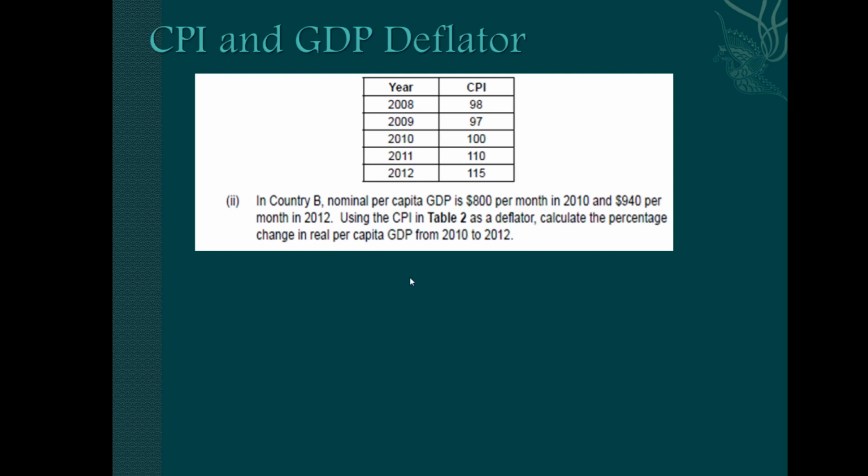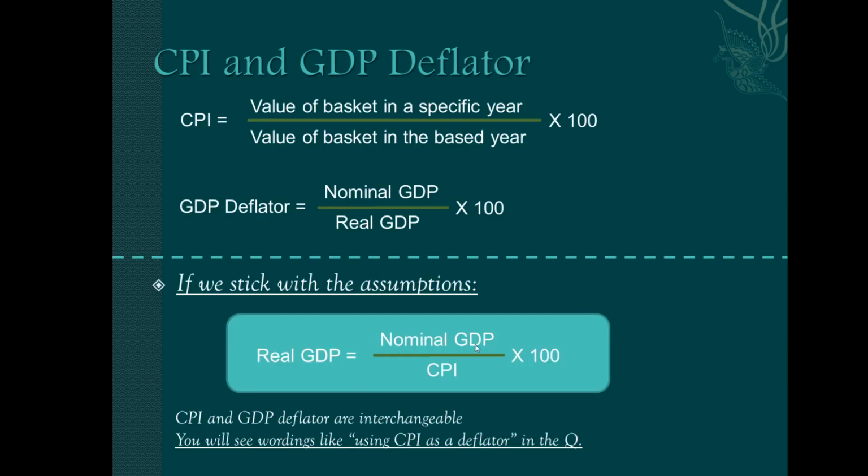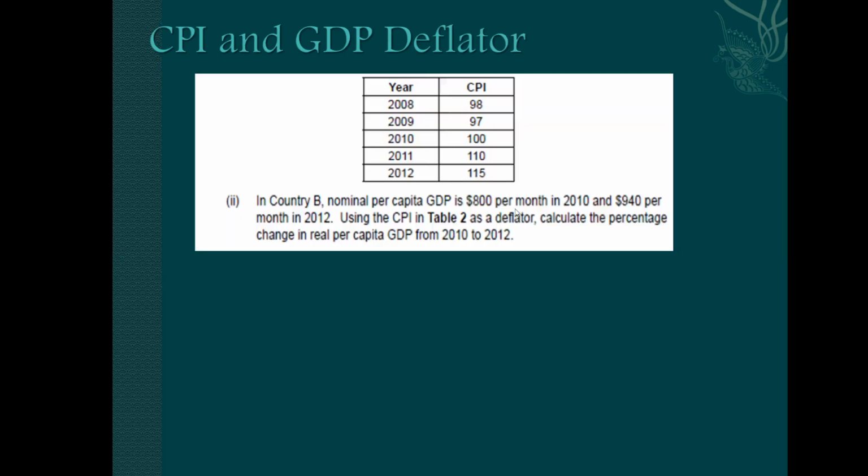I'm going to give you 2 to 3 minutes. Can you quickly calculate the numbers? You just have to use the equation right here: real GDP is equal to nominal GDP over CPI times 100. So you'll be able to find that real GDP. And once again, look at this: using the CPI in table 2 as a deflator. That means we are going to stick with the assumptions.